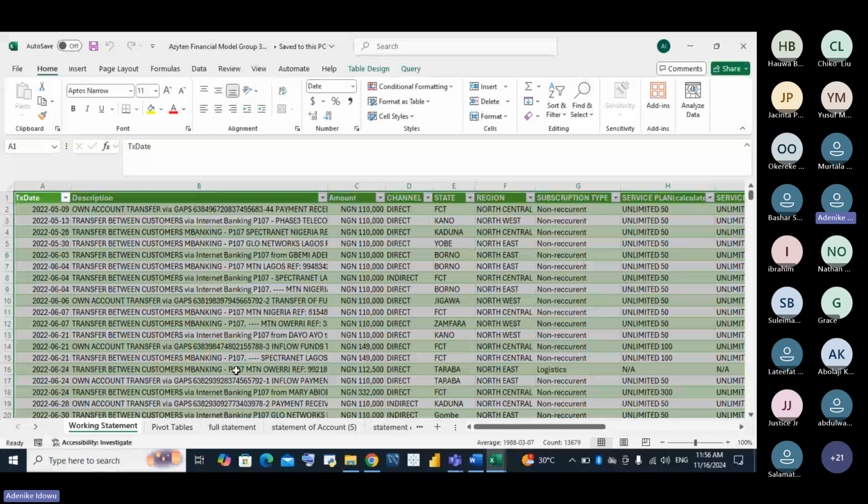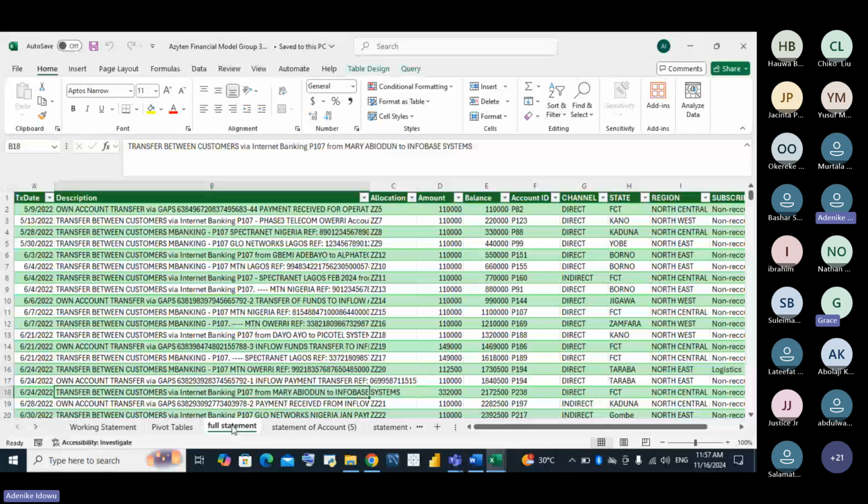We were given 5 statements of accounts. We use Power BI to append the statement of accounts. Did you say Power BI? Sorry, Power Query. Okay, good. We used Power Query to append the statements. Please, sir, we can see your screen. Maybe your network is having issues.